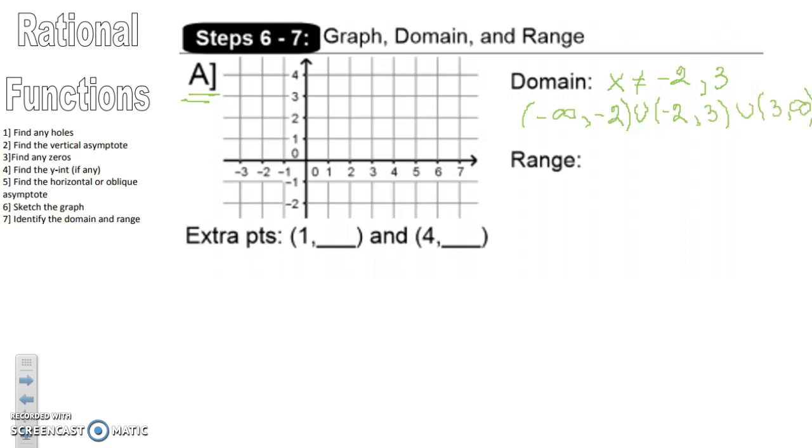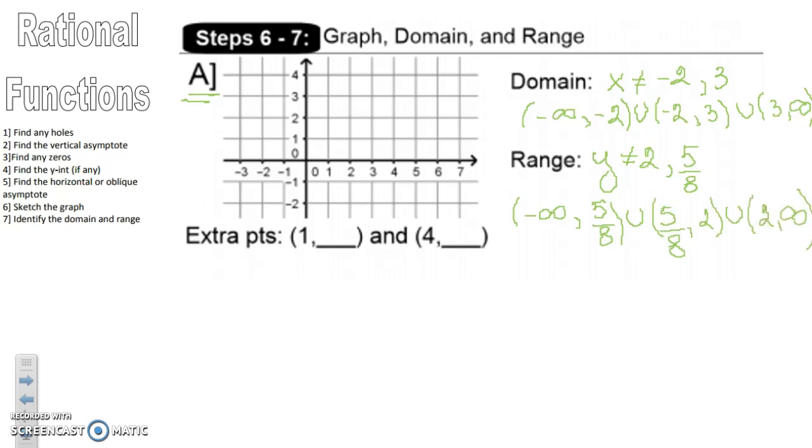Okay? In terms of the range, what are the y values that we have to exclude? Well, we definitely cannot have a y value at the horizontal asymptote, so your y value cannot equal 2. But also at negative 2, where we have a hole, we cannot have that value either. That value was 5/8. So to write out the range, our range starts from negative infinity. It goes up to the smaller value, 5/8, union 5/8 up to 2, union 2 to positive infinity. So this right here represents my range.